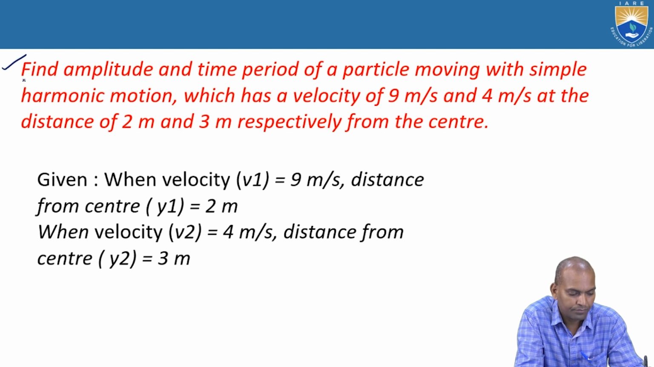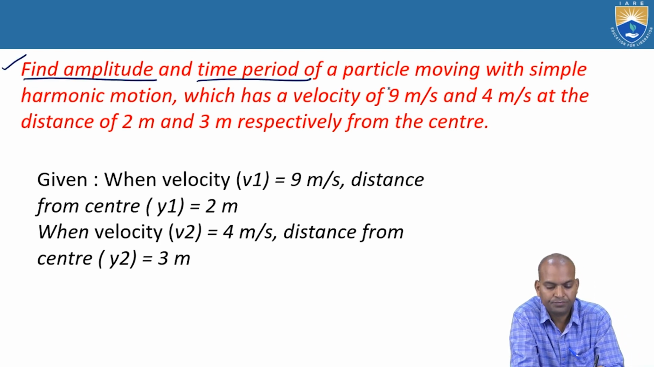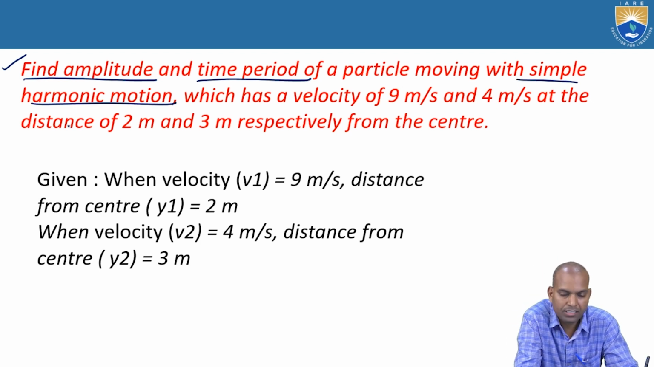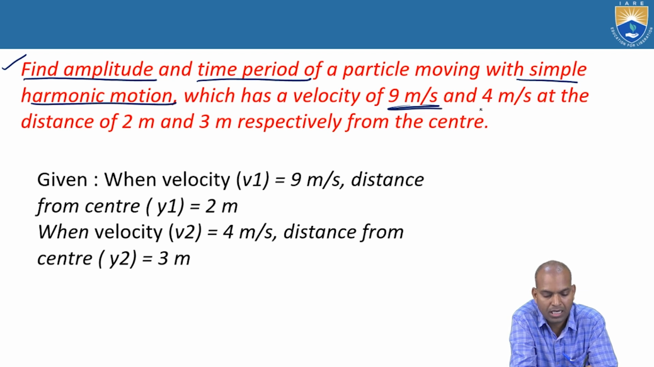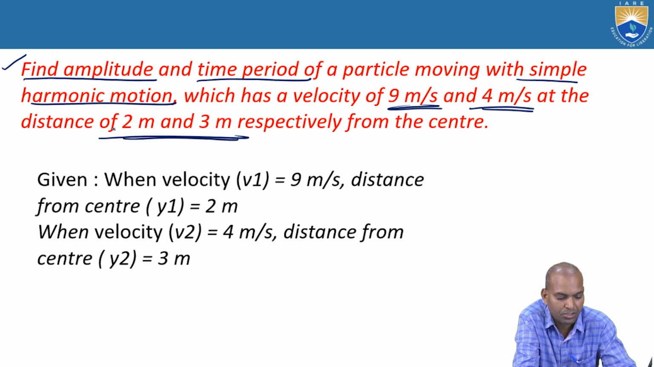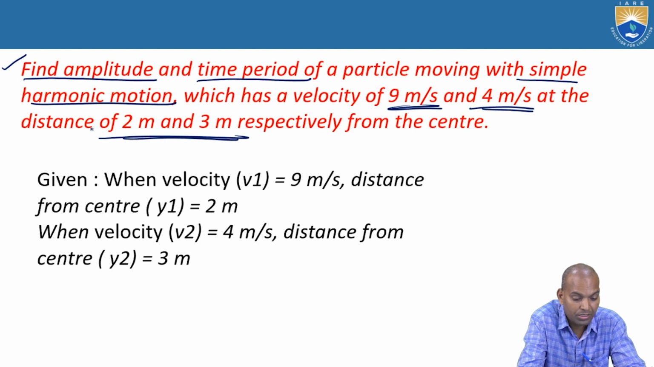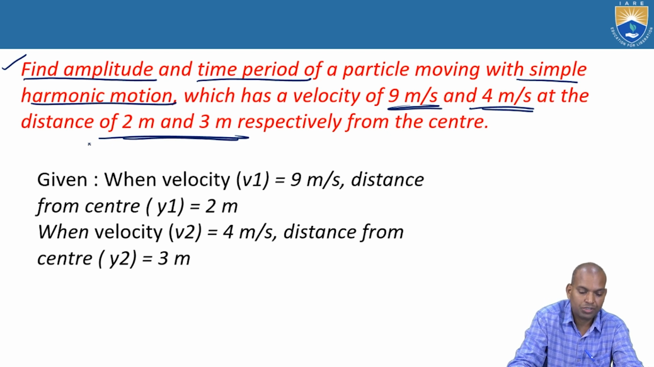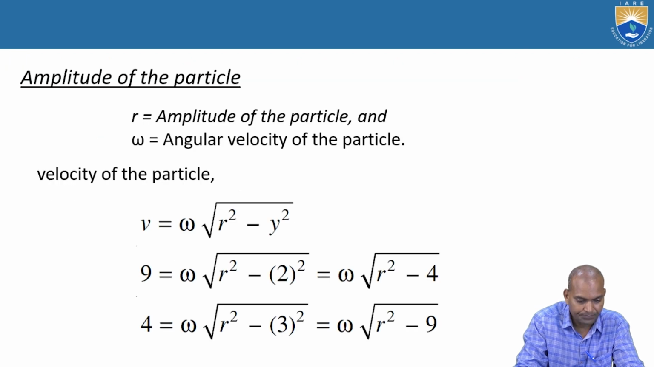So find the amplitude and the time period of a particle moving with simple harmonic motion, SHM, which has velocities of 9 meters per second and 4 meters per second at distances of 2 meters and 3 meters respectively from the center. Here the data given are the velocities v1 and v2 and the displacements y1 and y2. There are two equations and two unknowns, amplitude and time period, that can be calculated. Let us begin.